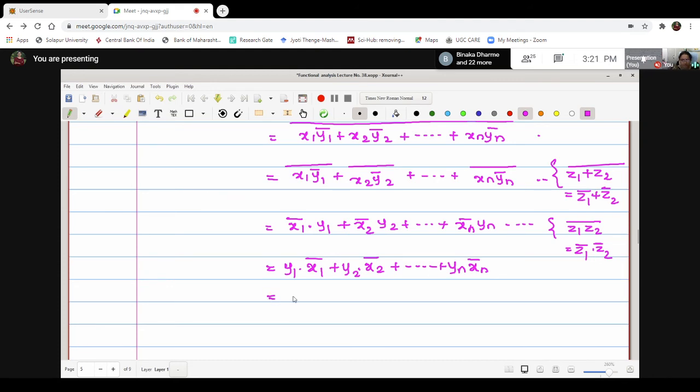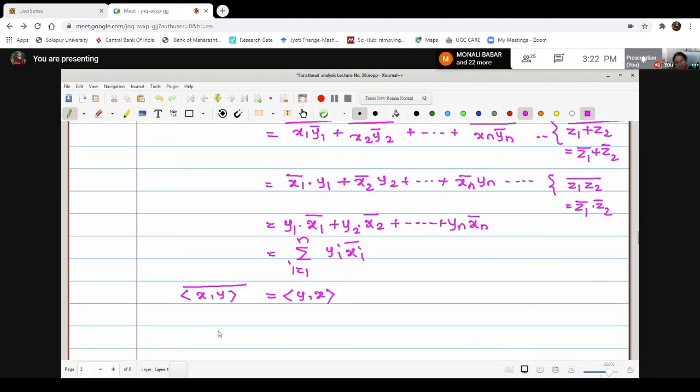Okay, and as per the definition, I'll write in the summation first. This is yi xi bar, summation i from 1 to n, and according to the definition, this is nothing but inner product y with x. We have started with the conjugate of inner product x with y, and we have proved it as inner product y with x. Therefore, the third property of the inner product is satisfied.